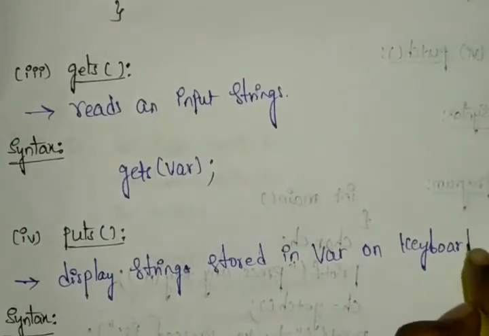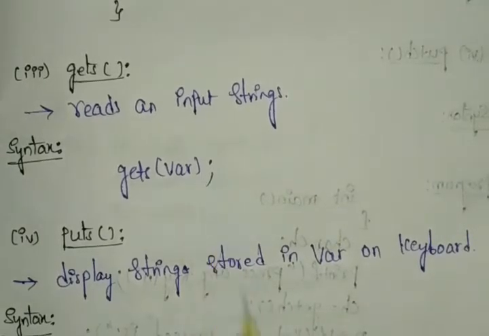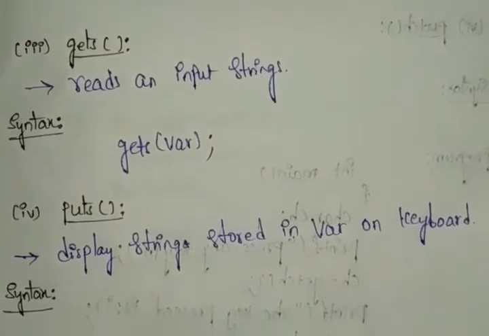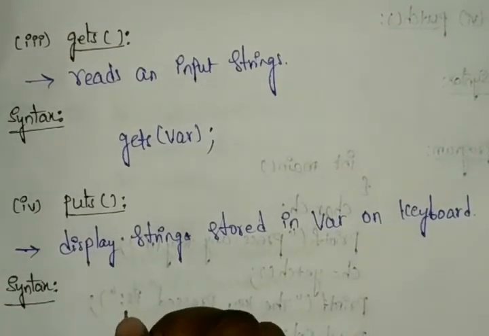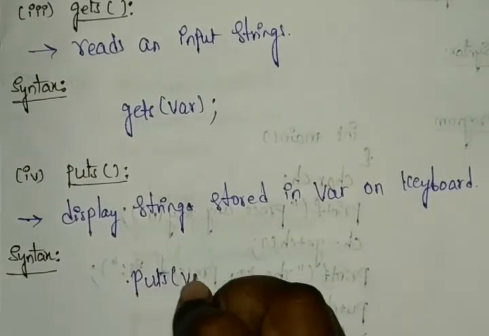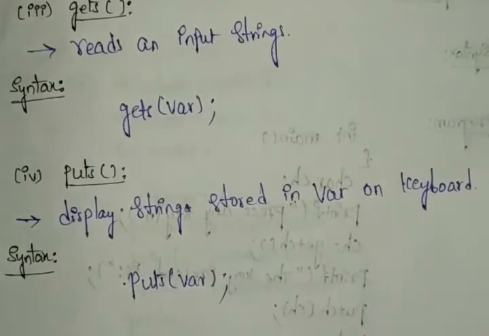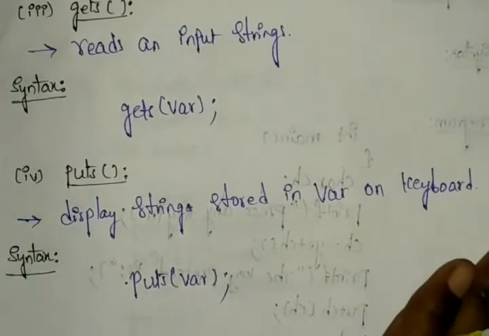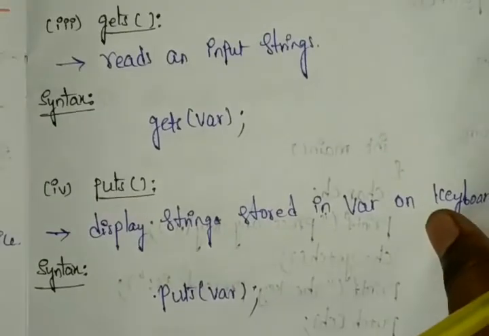So first gets is reading our input string. After reading, we need to get that in the output section, right? Your puts displays whatever string you read on our output screen. The syntax will be puts(var). And you can see one simple program for this, how it will look.